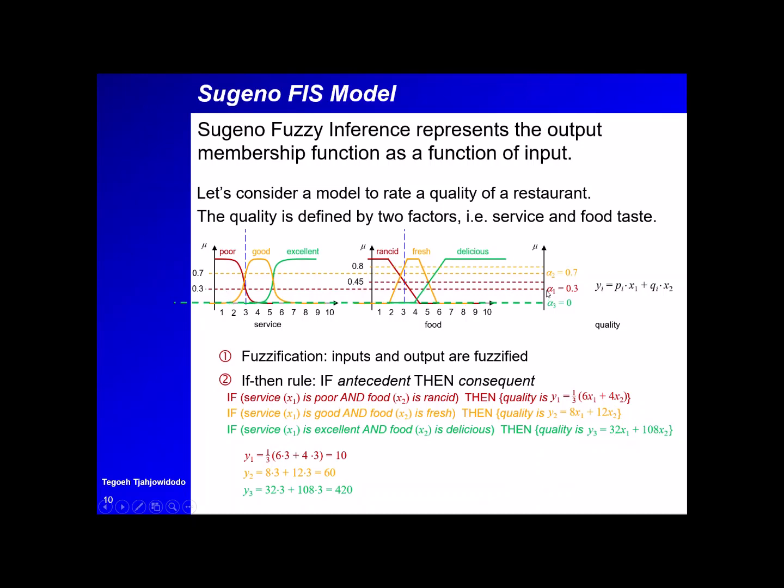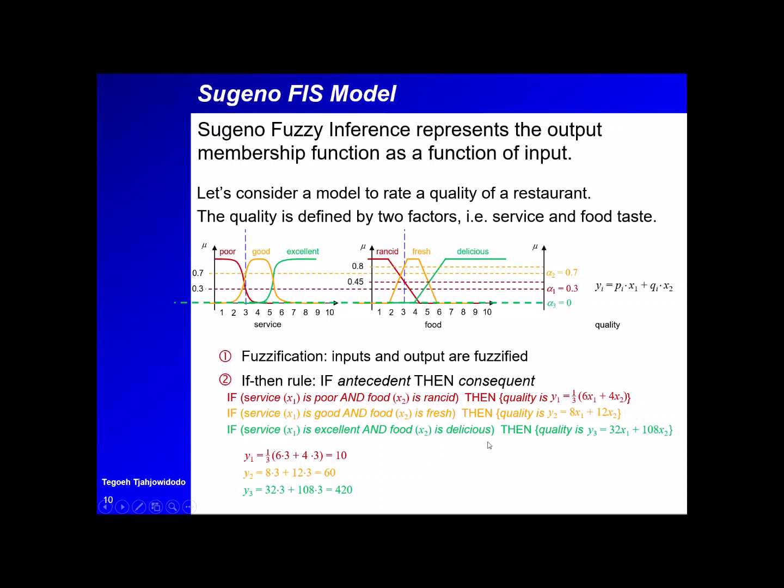And then by looking at the output of the if-then rule, from the first rule, if the surface is 30% poor and the food taste is 45% rancid, then alpha 1 will be 0.3, so it will be 30%, taking the minimum. And then for the second rule, if the surface is 70% good and the food taste is 80% fresh, then the output alpha 2 will be 70%, taking the minimum again. And then the last one will be 0.